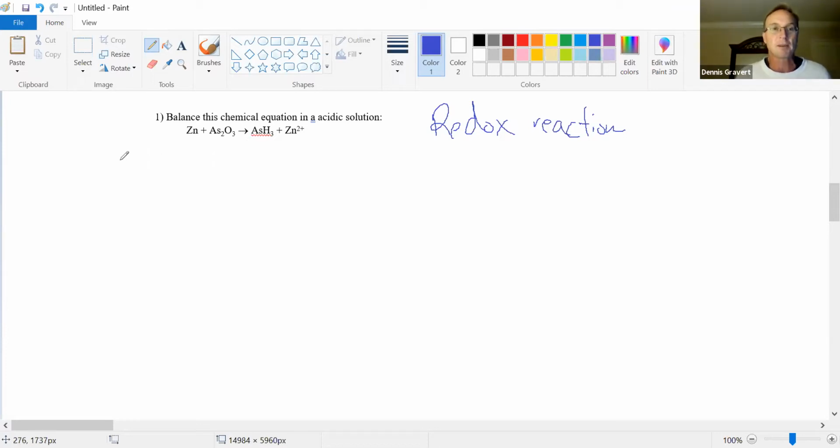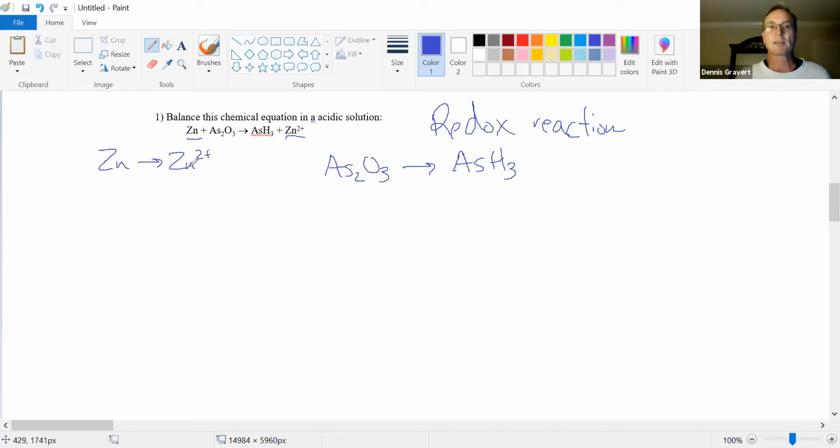That's my first step. So I got zinc here, and it's going to turn into zinc 2+. That's one of the half reactions. So I took care of this thing and that thing. The other half is As2O3 going to AsH3. Okay, so there's the other half reaction. So step one done: split the unbalanced equation into two half reactions.